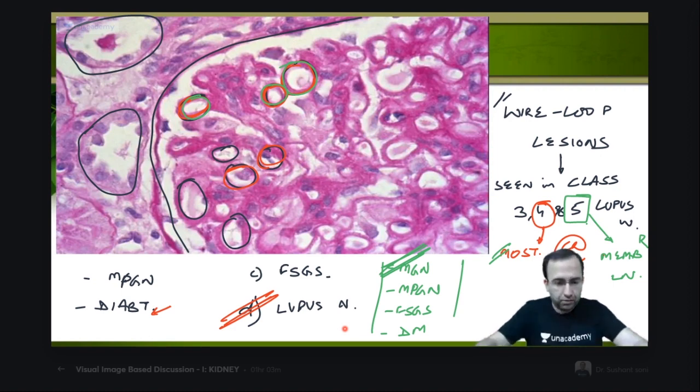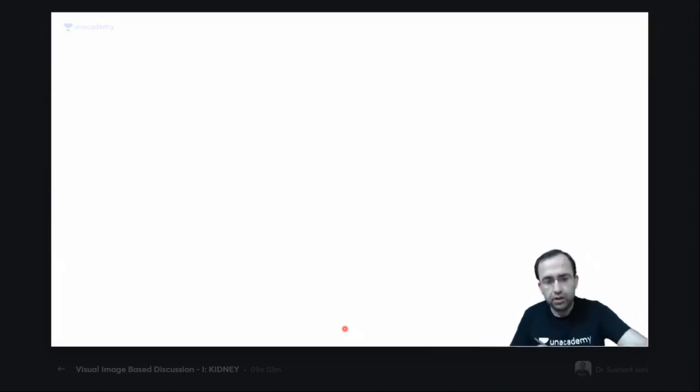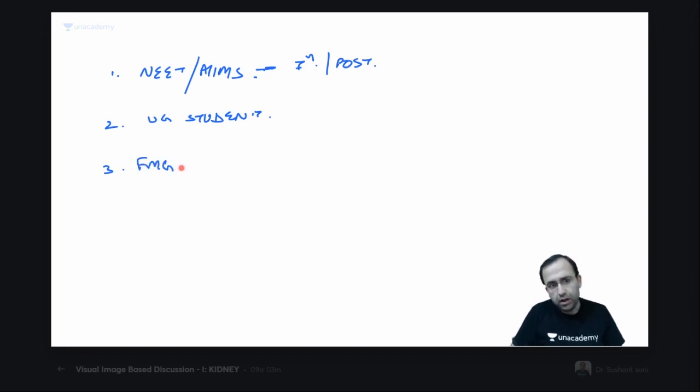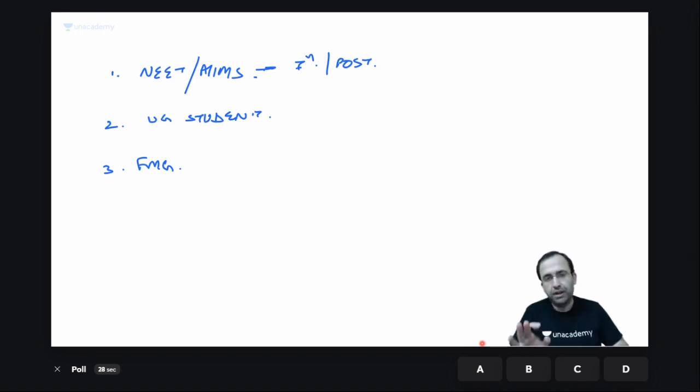Next. Before we go further, I'm slightly curious about this. I asked you about this on Telegram also. First, tell me how many of you are the NEET or AIIMS aspirants. I'll divide the poll into three parts. Next are undergraduate students, that is second, third year, final year, anything. NEET AIIMS means interns, post interns. Third will be the FMG students. Answer. There's no right answer, so I'm marking it as D. You guys don't mark it D. I'm just interested in knowing the breakup of the class.